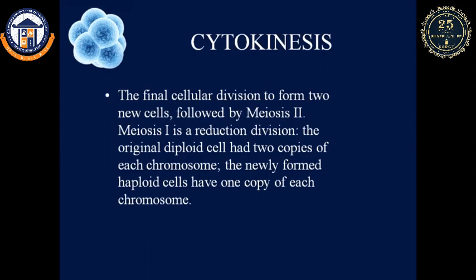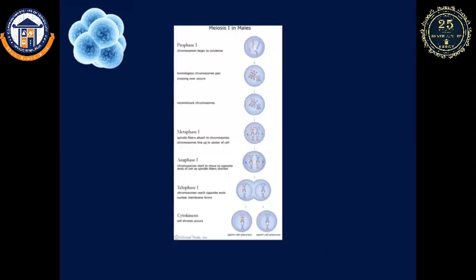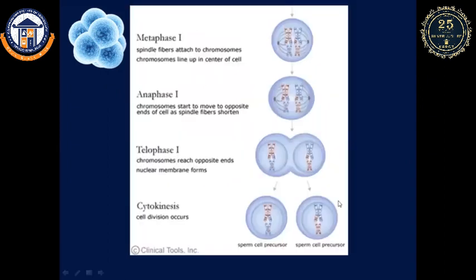In cytokinesis, the final cellular division takes place, forming two new cells. It is followed by meiosis 2, which is a process like mitosis. In prophase 2, the chromosomes get condensed. In metaphase 2, they get aligned at the metaphase plate, and in anaphase 2 they get separated, and in telophase they are formed into two nuclei.